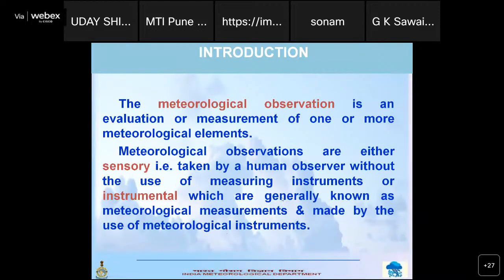Now, what is the basic observation? It is the evaluation or measurement of one or more meteorological elements. Meteorological elements mean meteorological parameters like temperature, humidity, rainfall, wind direction, and wind speed. That is the measurement; basically, it is meteorological observation. Meteorological observations are either sensory or instrumental. Sensory means a human has to take the observation. Instrumental means, like an automatic weather station, you are getting the data automatically from the instruments. So there are two types of observations.